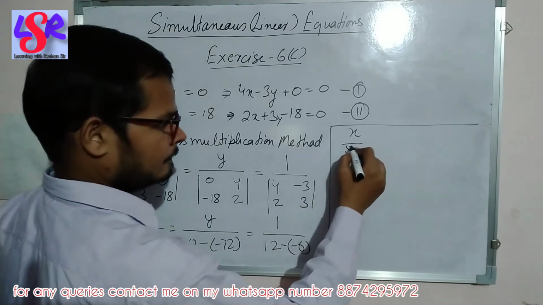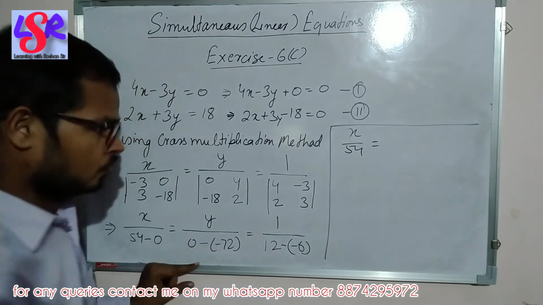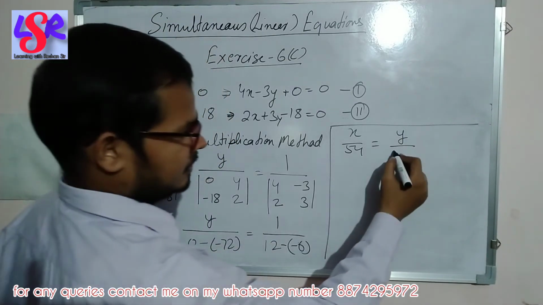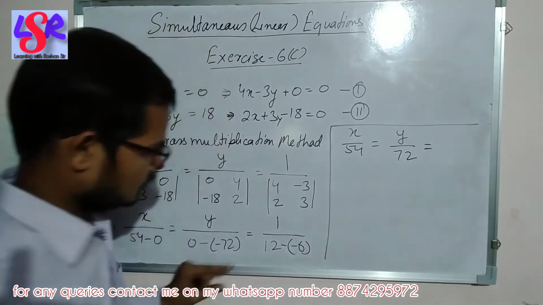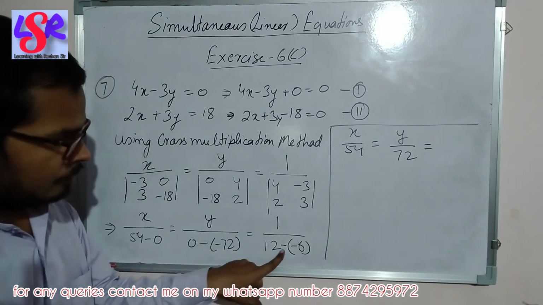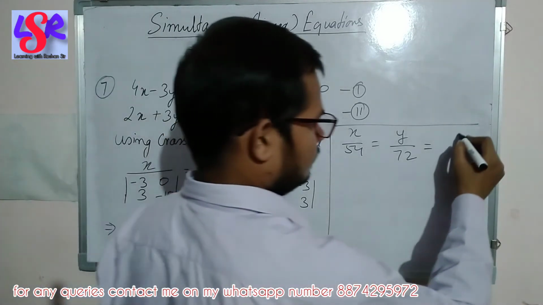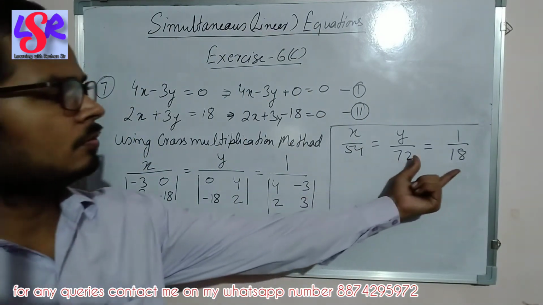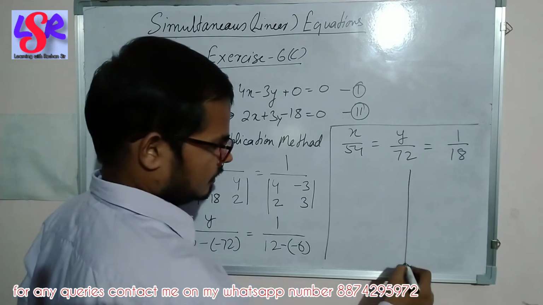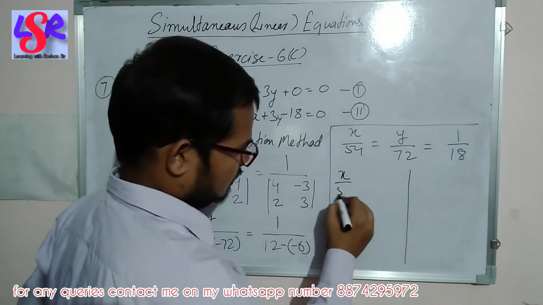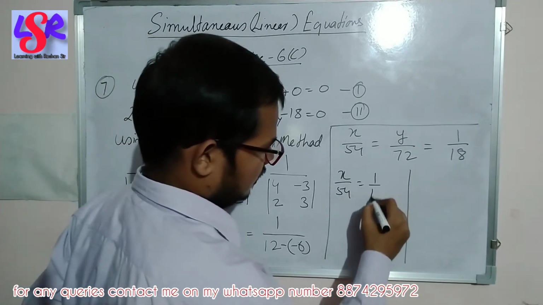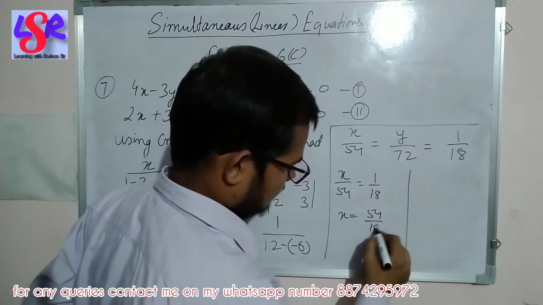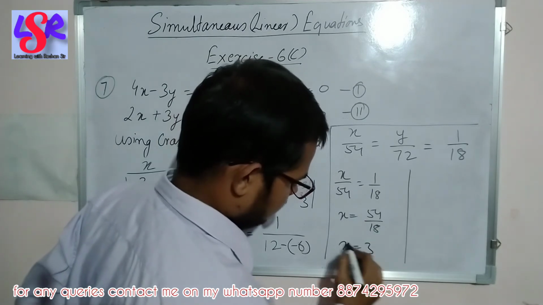54 equals to y upon minus and minus plus, that is 72, equals to 12 minus minus plus, that is 6. So 1 upon 18. Now we're going to solve both of it, and this will be x upon 54 equals to 1 upon 18. So x equals to 54 upon 18. So x equals to 3.